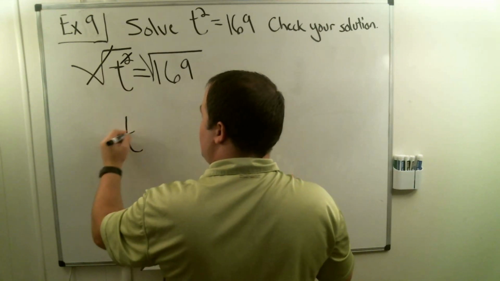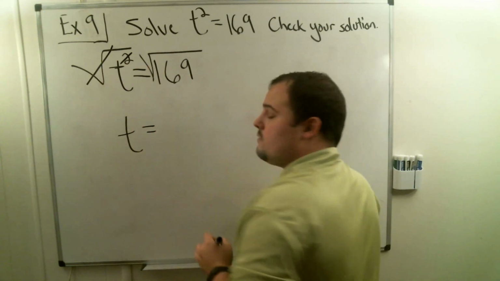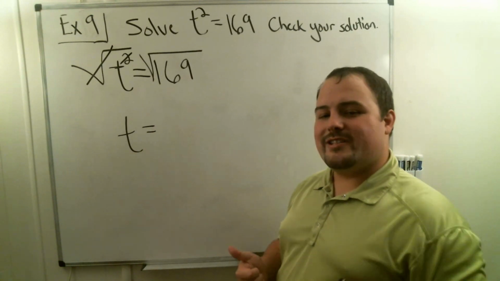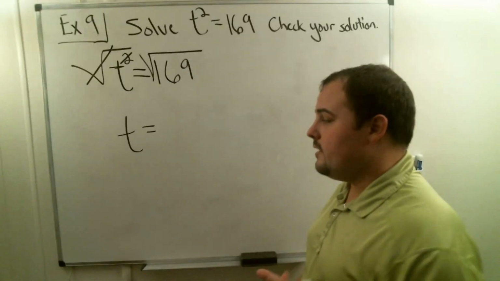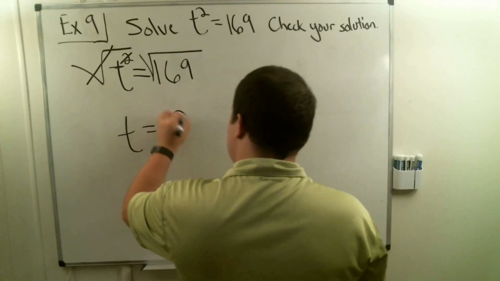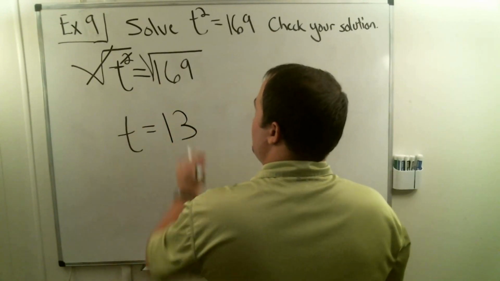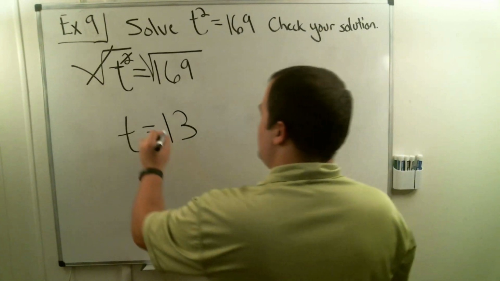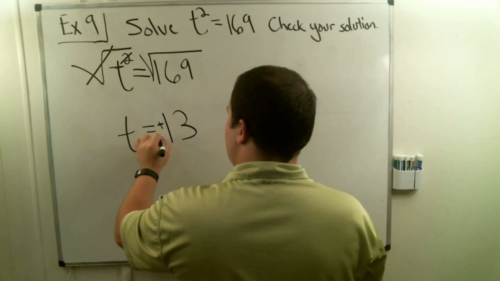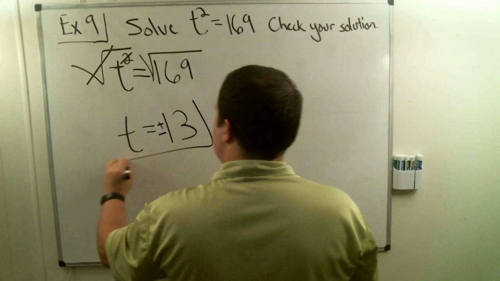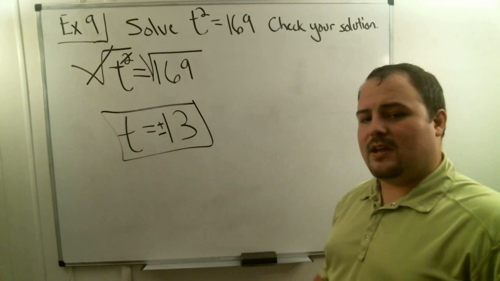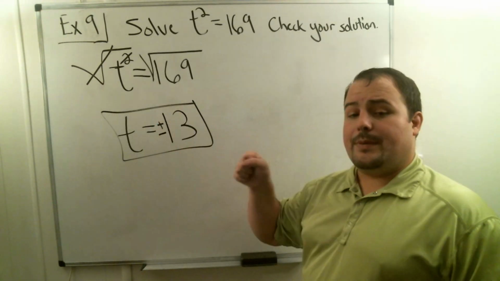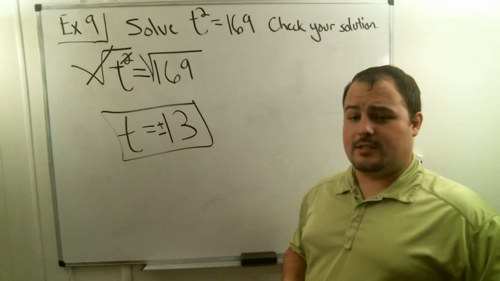I now know that t is going to equal the square root of 169. Well, I know the square root of 169, since that's a perfect square, is 13. So t equals 13. Since they didn't ask me if they wanted a positive answer or a negative answer, I'm going to say that t is positive or negative 13. It could be the positive or it could be the negative for this solution.